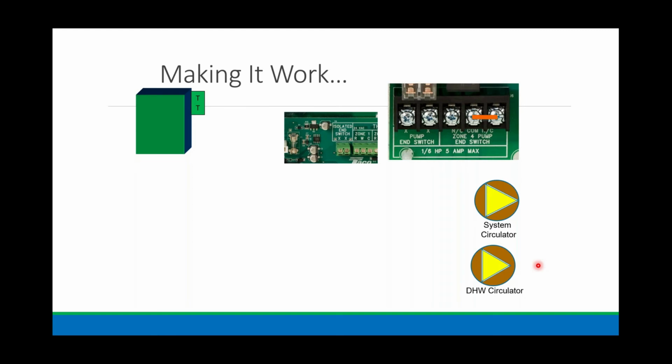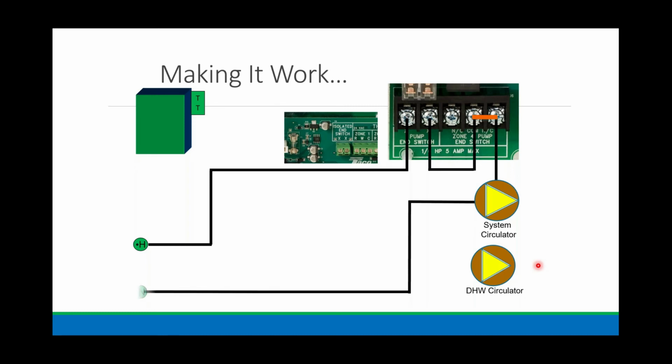So we're going to bring power into this pump end switch. That's your black wire. We're going to come out of that pump end switch and go to common with a black wire. We're going to come out of normally closed to the system circulator with a black wire. And then out of normally open, we're going to come out with a black wire and go to one side of the domestic circulator. What do you see here, gents? You see a dot? That's a wire nut. Then we have to take care of the neutral side, all right? And we also go from our isolated end switch at the top of the panel to the TT on the boiler.